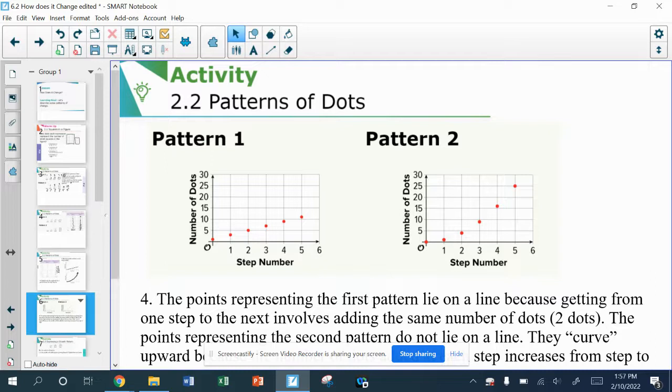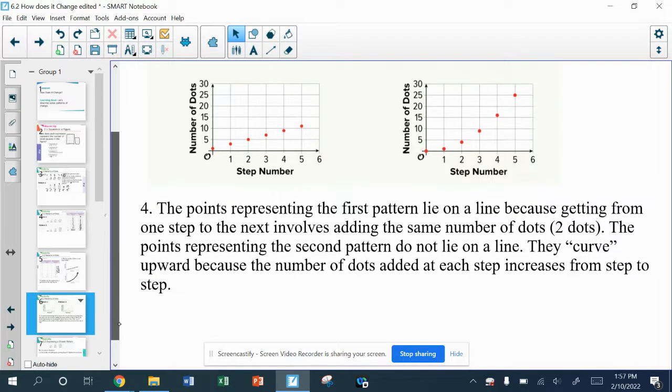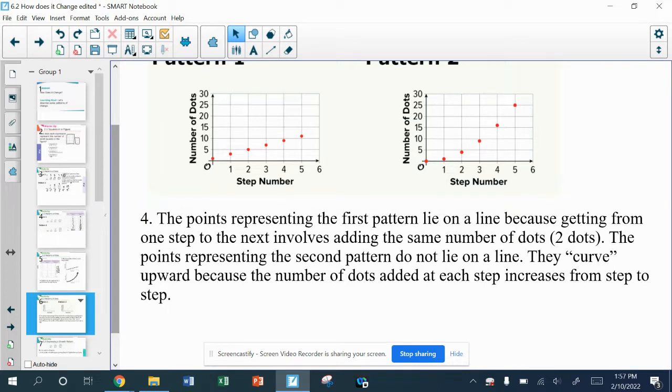And here it is graphed better than my graph. But the question here says the points representing the first pattern lie on a line, because going from one step to the next is adding. So that's a constant rate of change, right? The points represented in the second one do not lie in a line. They're in a curve because they're increasing faster as we go from one step to the next.